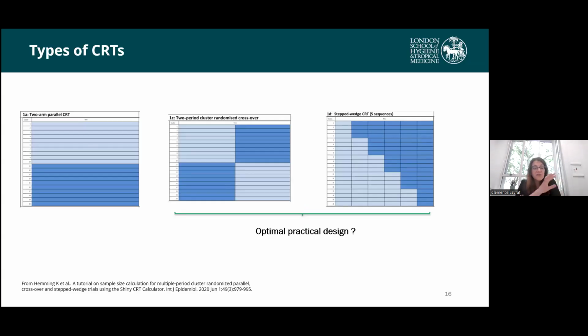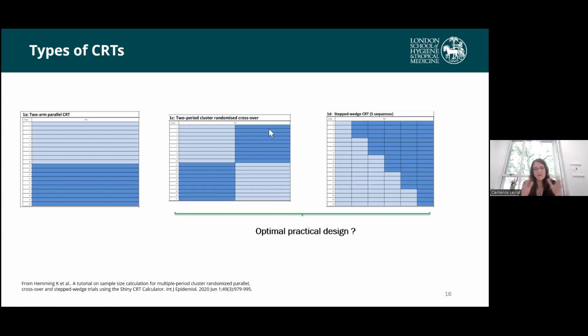And as for individually randomized trials, we have different types of designs. There are the parallel arm cluster randomized trials, where we randomize clusters and we follow them up. But we also have the crossover version or the stepped wedge version, where all the clusters start in the control condition, and then in different sequences will switch to the intervention.